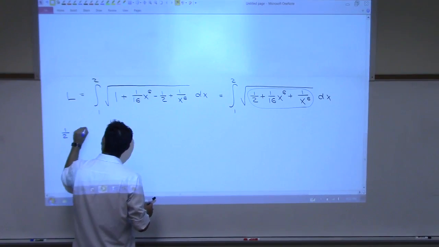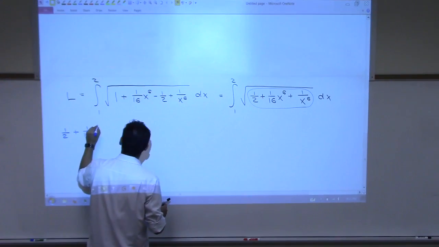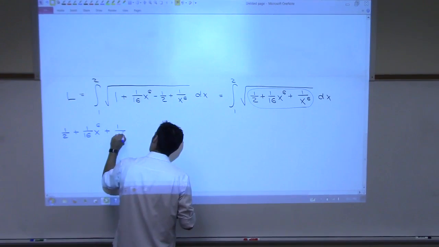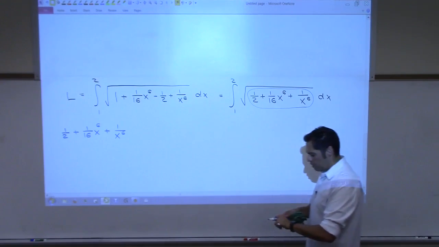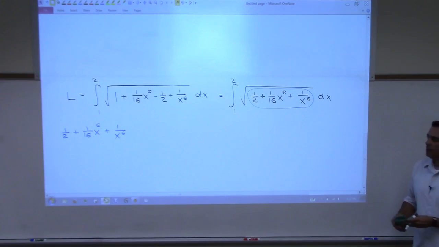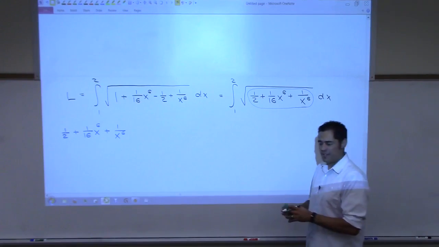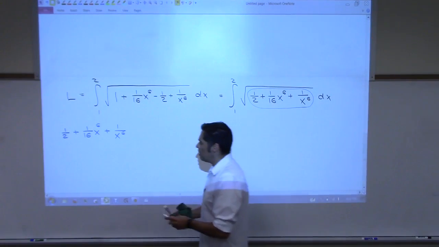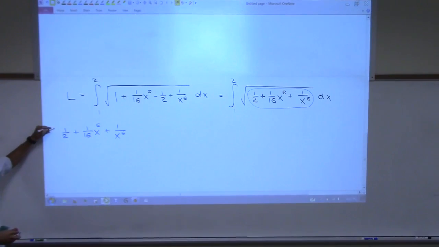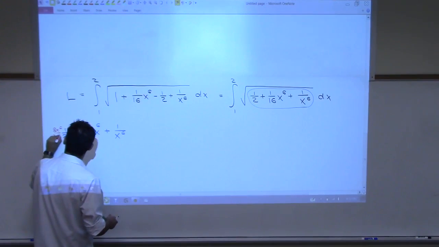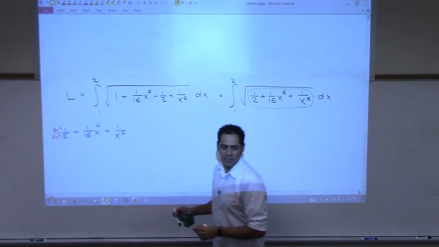1/2 plus 1/16 x squared, or x to the 6th, sorry. And then plus 1 over x to the 6th. Find me a common denominator. What would a common denominator be here? 16 x to the 6th. Right? 16x to the 6th. So what would I need to multiply on the top and bottom of this fraction to get that? 8x to the 6th here, 8x to the 6th here. That would give me the common denominator of 16x to the 6th.